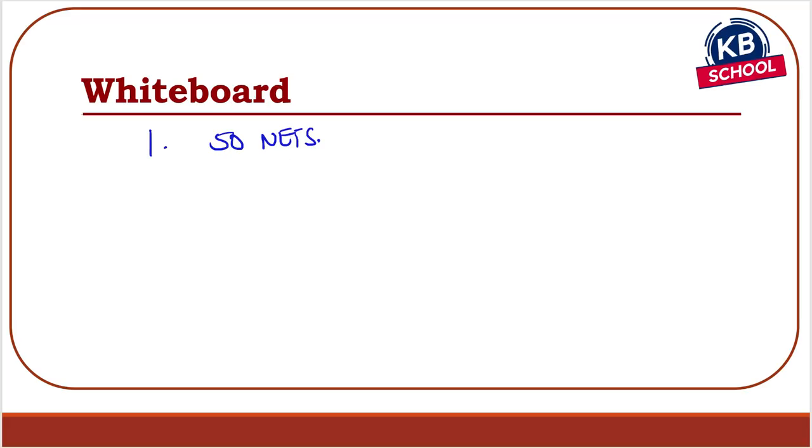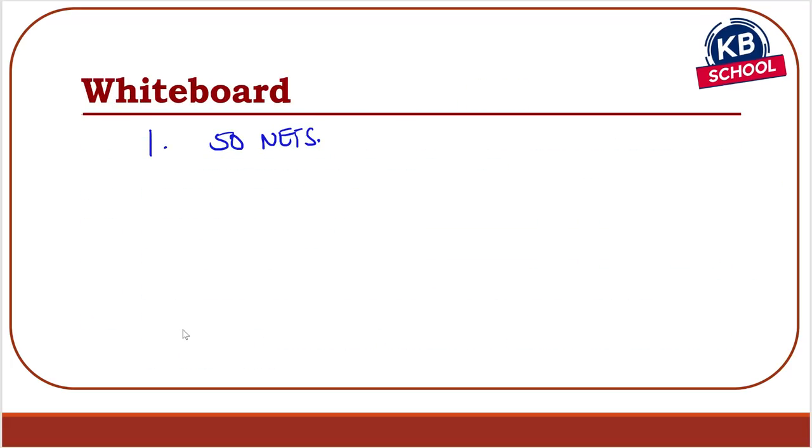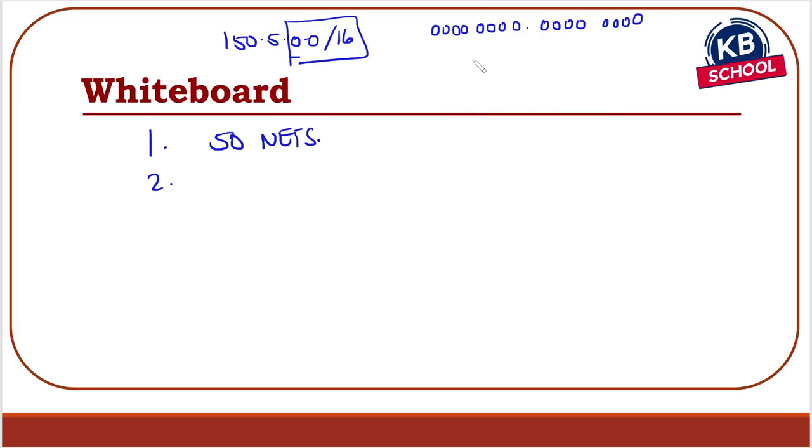And what was my network address over here again? 150.5. So I write that down at the top, 150.5.0.0/16. Now, number two, find the number of bits. Again, the same formula. I have 50. The only difference is I'm going to be doing this in the third octet, not the fourth one, because this is where my host portion starts. So if I want to borrow X number of bits, I'm going to borrow it right over here.